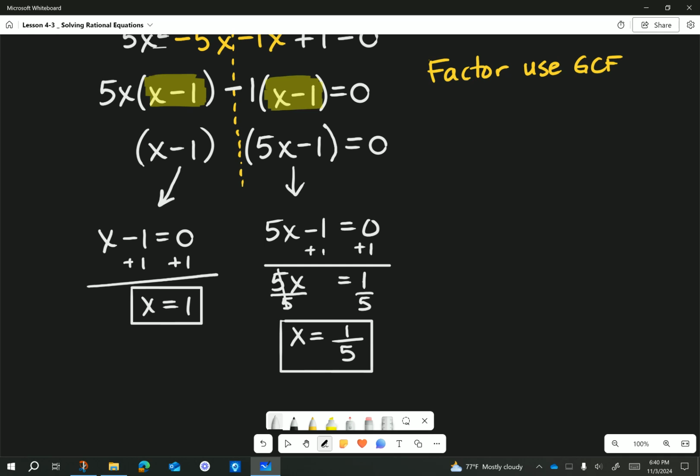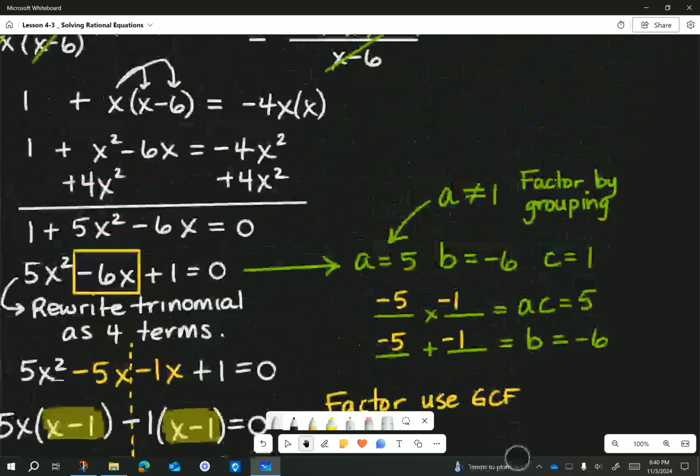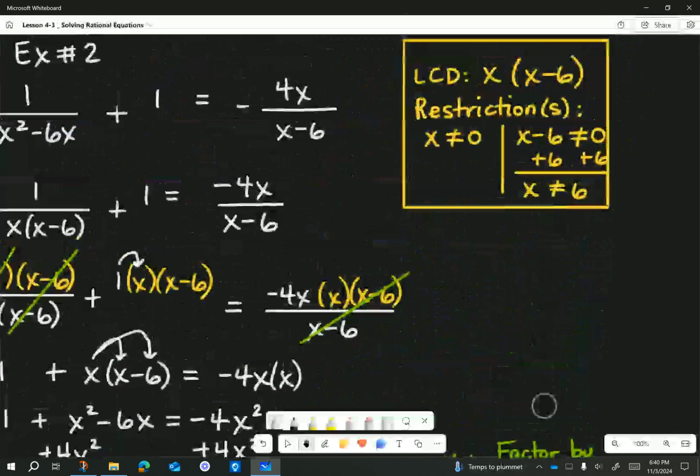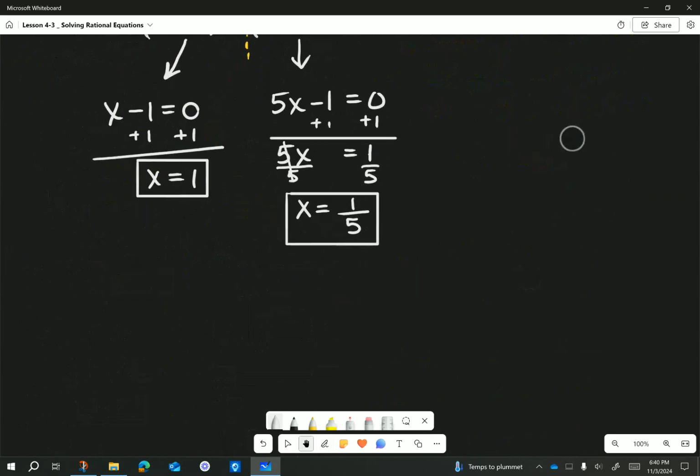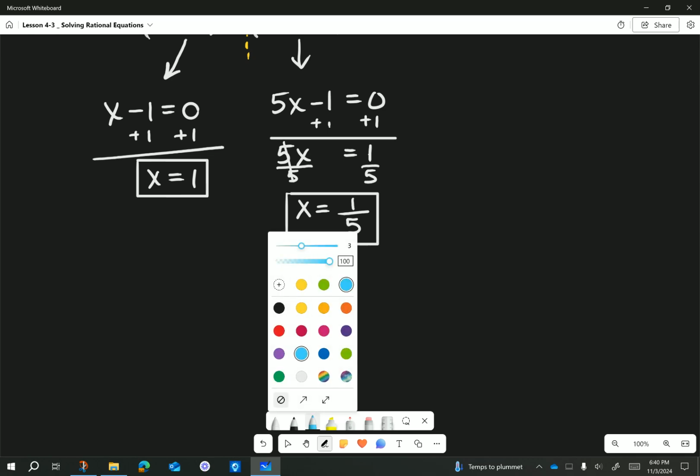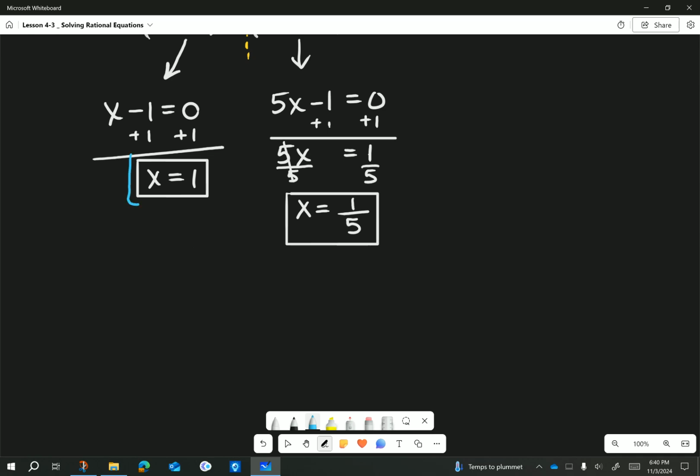Is 1 and 1/5 allowed? Well, my restricted values, scrolling back up here, were 0 and 6. 0 and 6 were the only ones not allowed. So these two values that I found are going to be acceptable values. And so since I used the blue upstairs on the previous problem, the ones with blue are the secured in already checked values, and we approve of those two, and we are done. And that's how you solve rational equations.